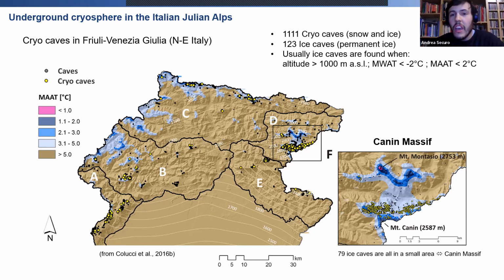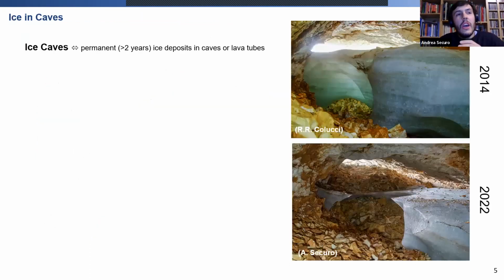As you can see, there's this high elevation plateau area here on the right, that is the Canin Massif, that has more than 60% of the ice caves of the entire region. And so it's a perfect area for starting the studies and the monitoring of ice in caves.